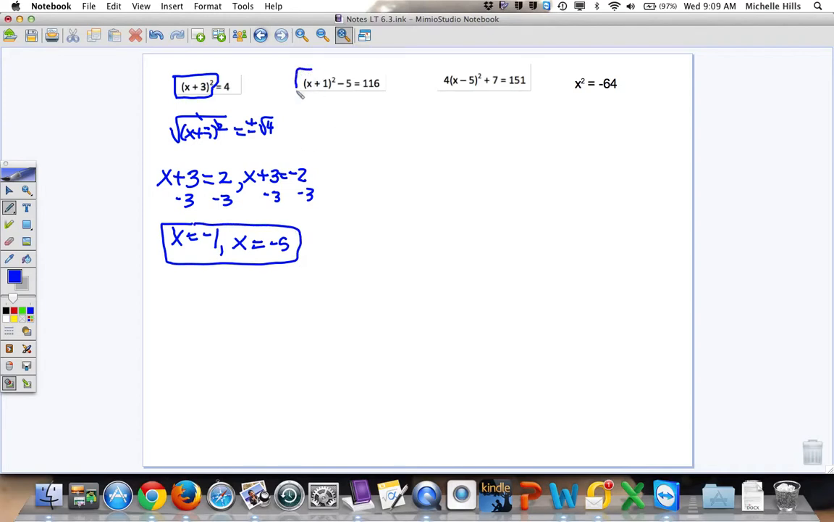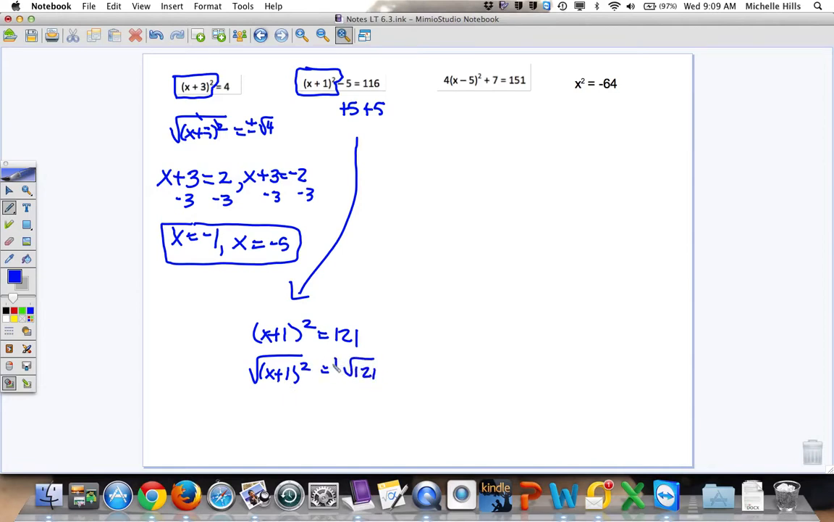Here, the thing that is being squared is this binomial, x plus 1. So I don't want this minus 5 out of the end. I'm going to add 5 to both sides, and then I'm going to move this down here because I'm running out of room. You have a little bit more room on yours. So I've got x plus 1 quantity squared equals 121 now. I want to undo this square, so I'm going to square root both sides.